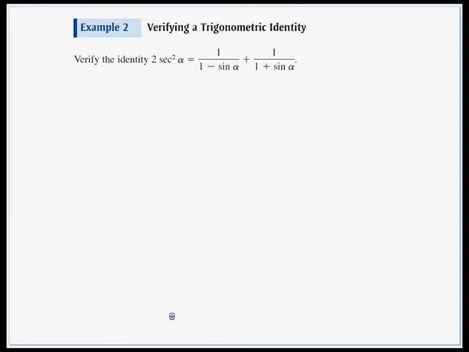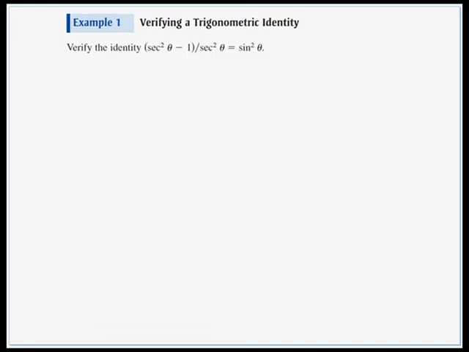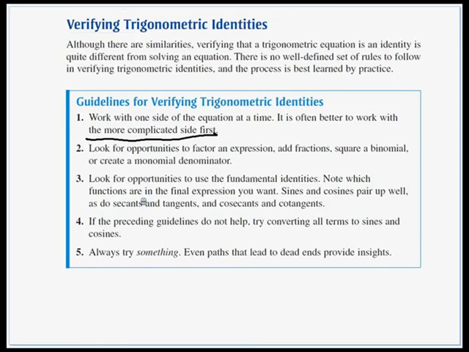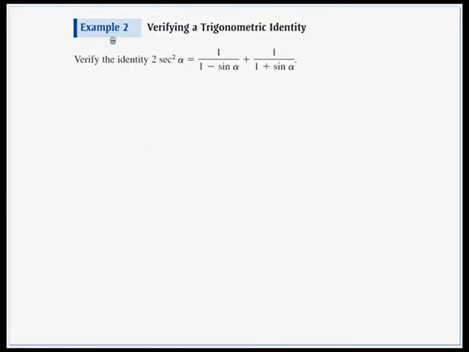Example 2. Okay, let's go back to those guidelines real quick. Add fractions. That's a guideline for trying to simplify these. And here we have 2 fractions on the right, 1 over 1 minus sine alpha plus 1 over 1 plus sine alpha, and we want to verify that that's the same as 2 secant squared of alpha. Again, we're going to start working with the more complicated side first.